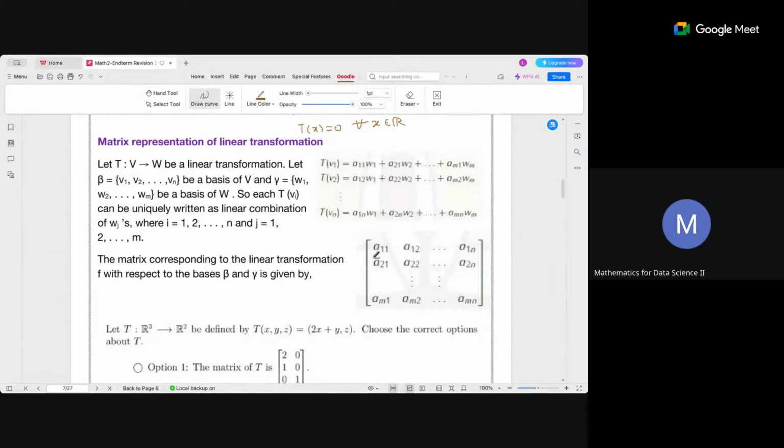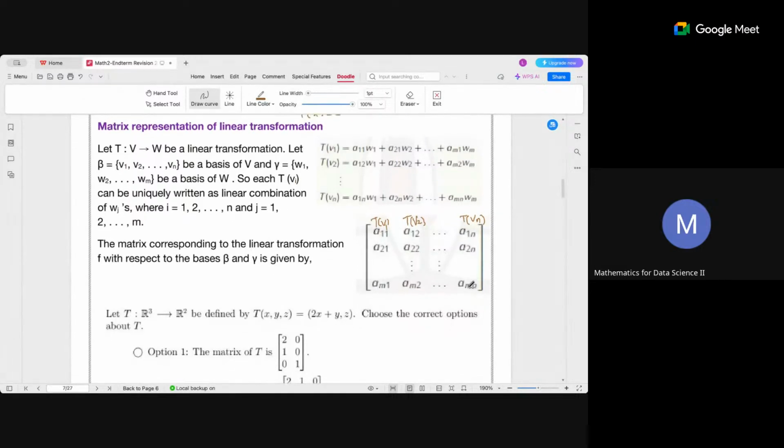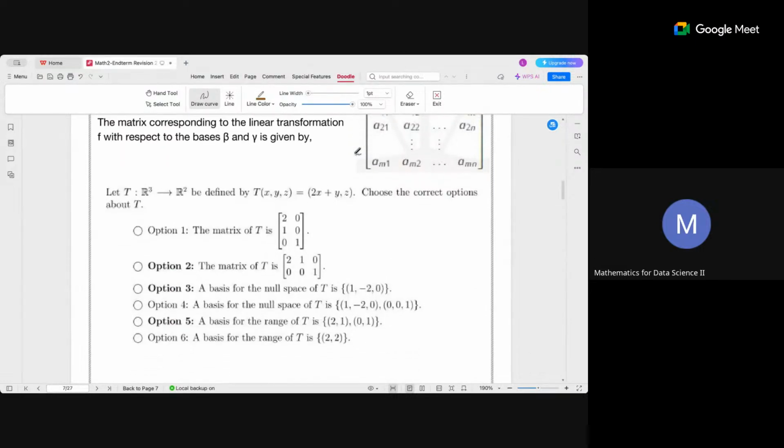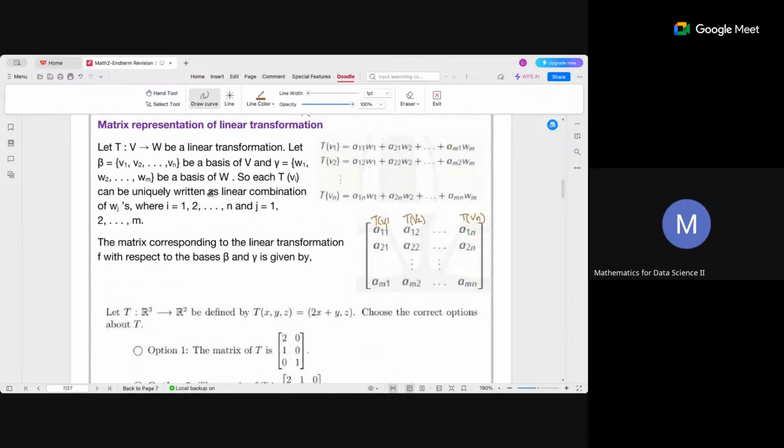Then how do you write the matrix? You write the coefficients of T of V1 in the first column, then the coefficients of T of V2 in the second column, and then the coefficients of T of Vn in the last column. This is the usual procedure to write the matrix representation of a linear transformation. Let us look at a simple example, with T from R3 to R. By the way, if you have T from V to W, what will be the size of the matrix representation?